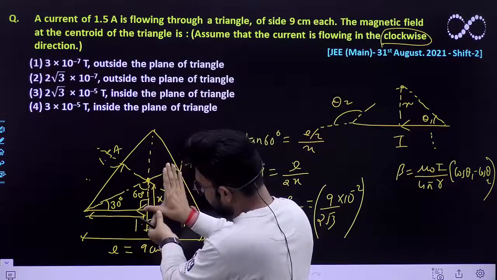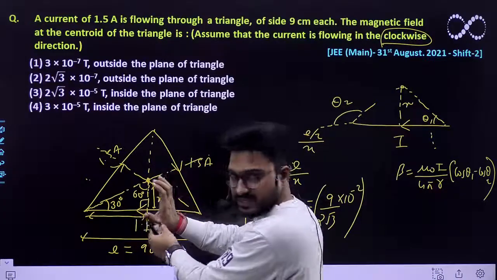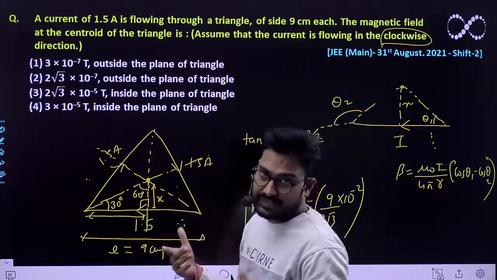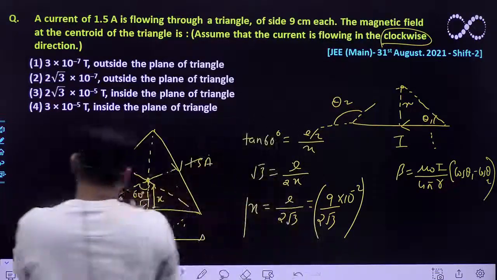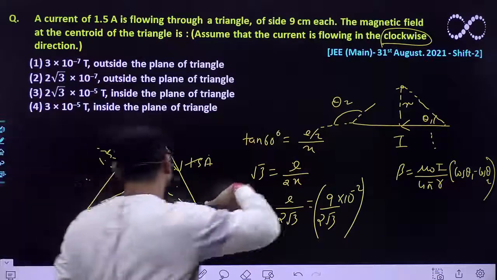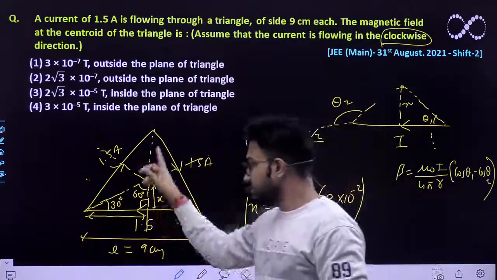Because this thumb has to be in the direction of current, and curling the hand around the current carrying wire will give you the direction of magnetic field at that particular point. So at this point it is inward. Because of this wire also it is inward. Because of this wire also it is inward. And the magnitude of all these would be equal, don't you think?